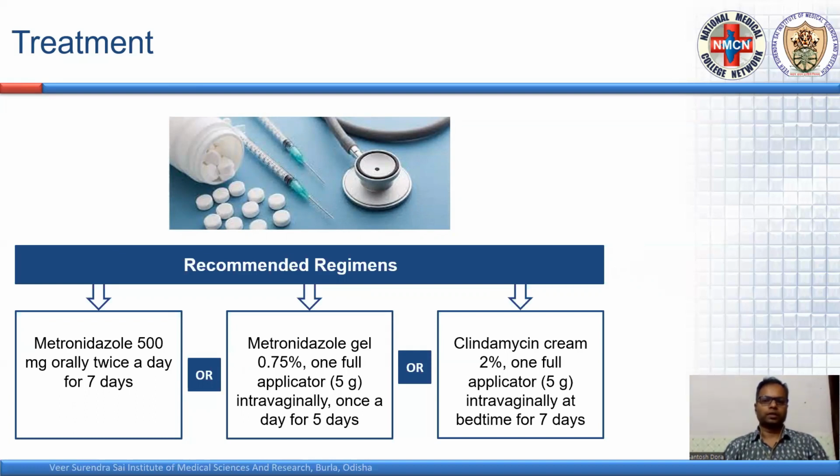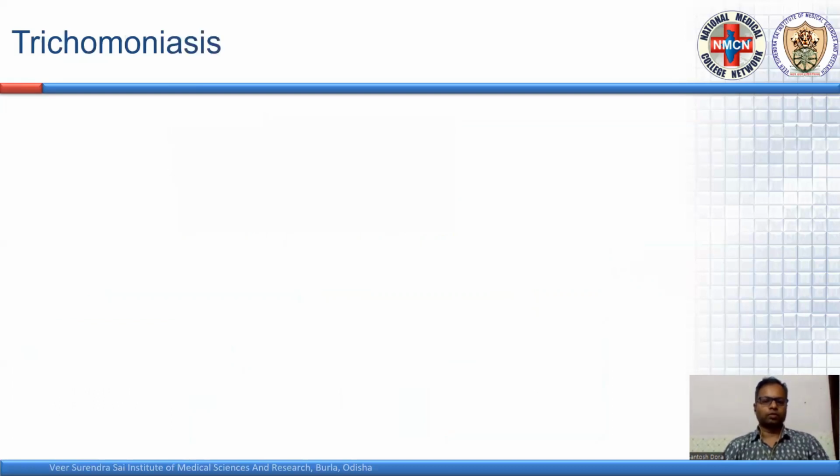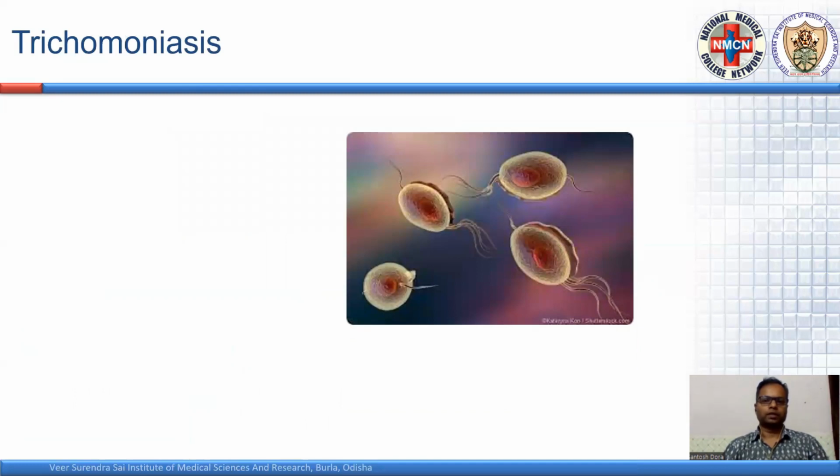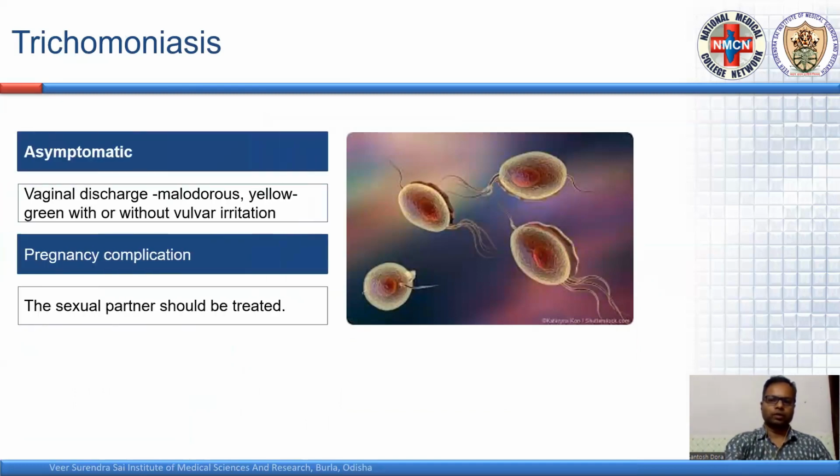Clindamycin is also applied through an applicator intravaginally, and it will be given for a period of 7 days. Then coming to the next infection, that is trichomoniasis. Trichomoniasis patients are mostly asymptomatic, and when they are symptomatic, they mostly present to us with a malodorous yellow-green discharge with or without vulval irritation.